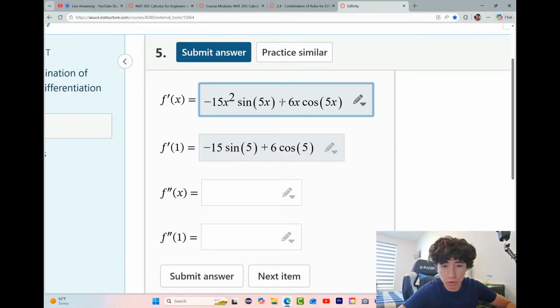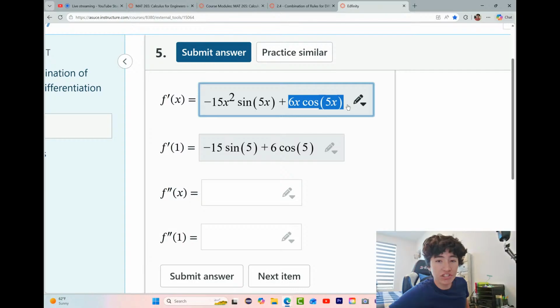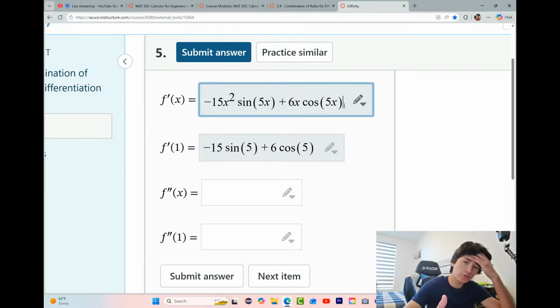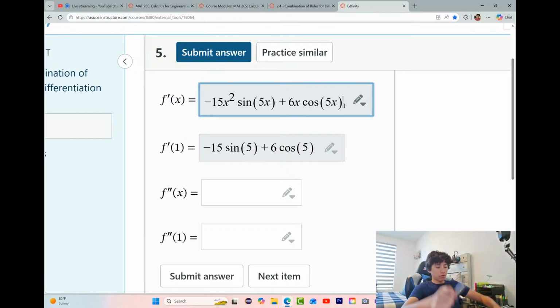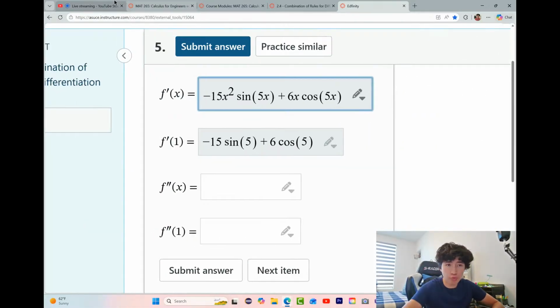Okay. I think what we're gonna have to do is do the chain rule for sine of 5x, the chain rule for cosine of 5x, the product rule for negative 15x squared times sine of 5x, and then the product rule for 6x cosine of 5x. So we're gonna have to do four differentiation rules. Whew. Okay, let's do this. We literally have 2 problems left.